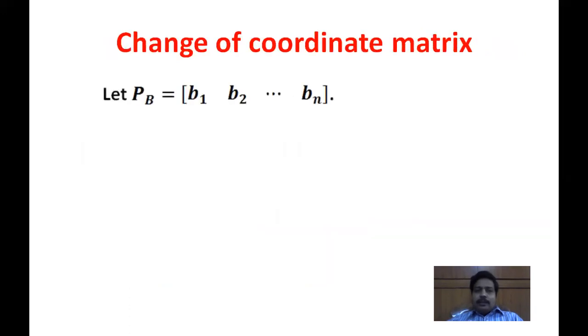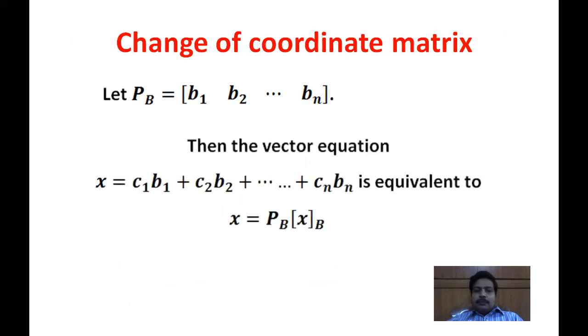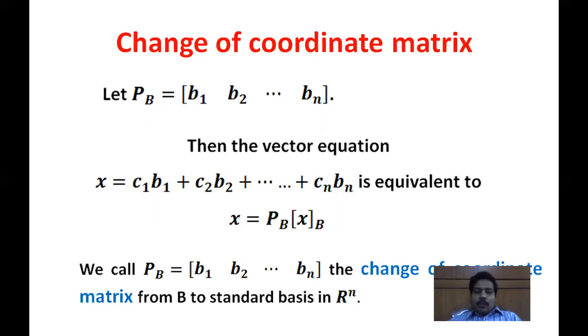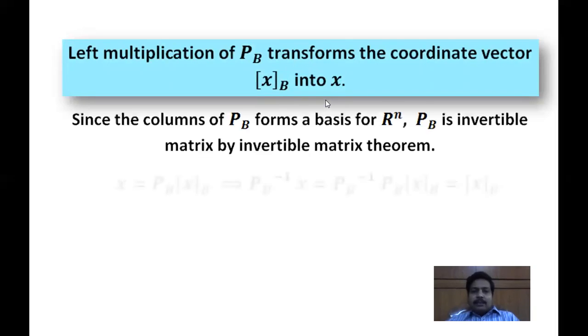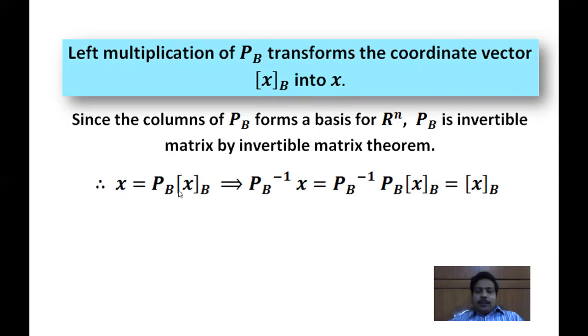And the change of coordinate matrix P_B is equal to the matrix [b1 b2 ... bn], where b1, b2, ..., bn are the vectors of the basis. Then the vector equation x equal to c1 b1 plus c2 b2 and so on cn bn is equivalent to x equal to P_B [x]_B. This P_B is called the change of coordinate matrix from B to the standard basis in Rn. So this is the change of coordinate matrix, and left multiplication by P_B transforms the coordinate vector [x]_B into x. So x is equal to P_B [x]_B.